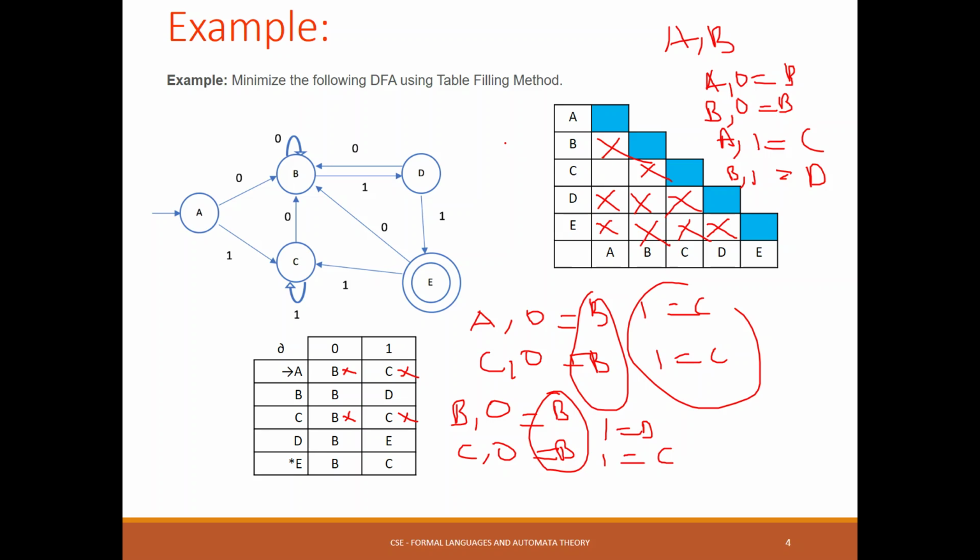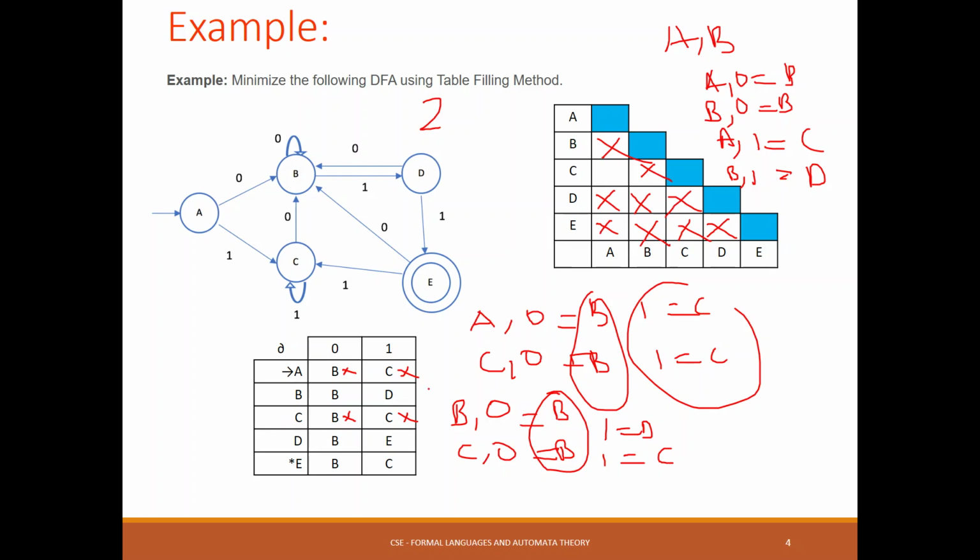If there is a change in one iteration, we have to try again and again. Hope you guys understood. Now the first iteration is completed, and we go for the second iteration, that is a comma c. A comma c means b comma b, there is no such cell, and a comma 1 is c, and b, c comma 1 is c, there is no such cell.